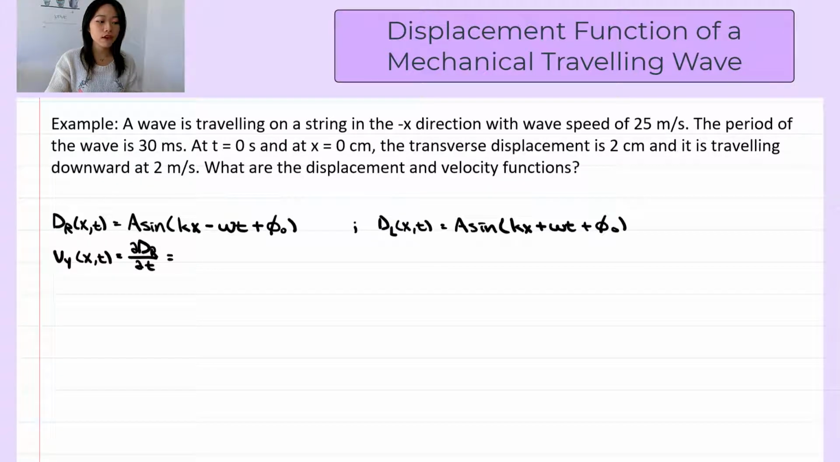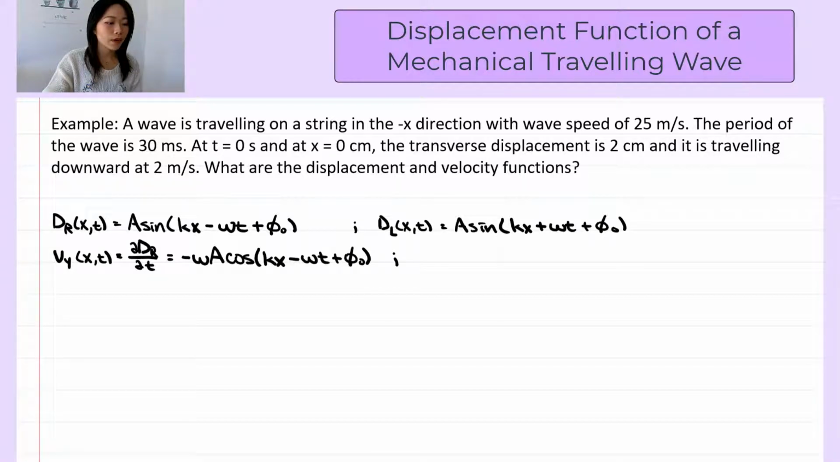Derivative of the inner function, if we held x as a constant, it is simply negative angular frequency. So negative angular frequency is derivative of the inner function, then times the constant in front, A, times derivative of sine function, which is cosine of wave number times x minus angular frequency times time plus the phase constant.